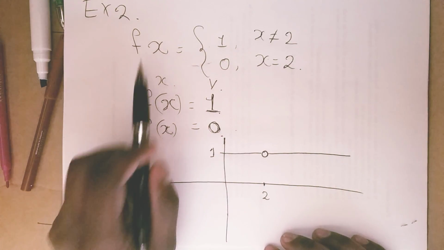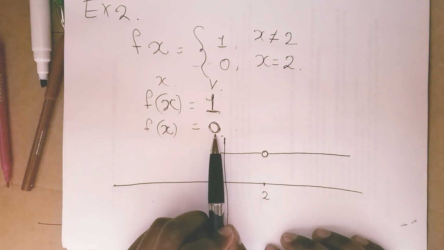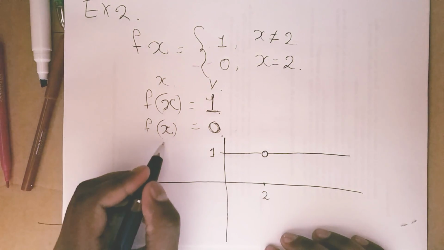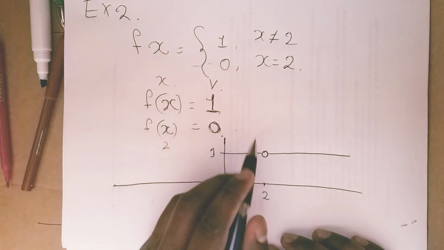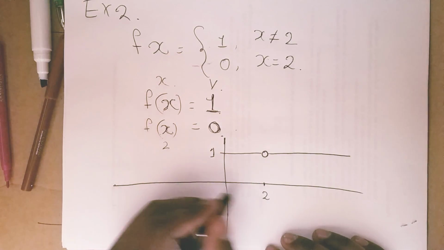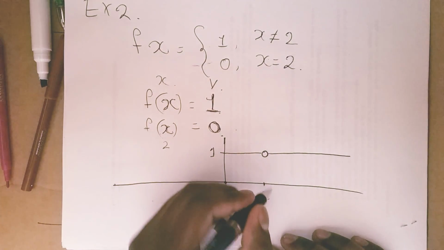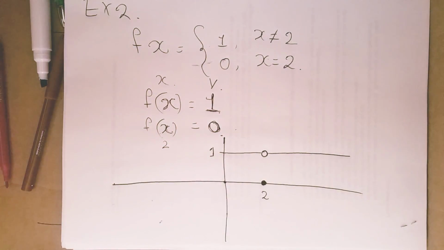The second one, when f(x) is equal to 0, x is equal to 2. So when f(x) is equal to 0, that means 0 here, x is equal to 2, so that means it's a closed circle. So you have a point there.